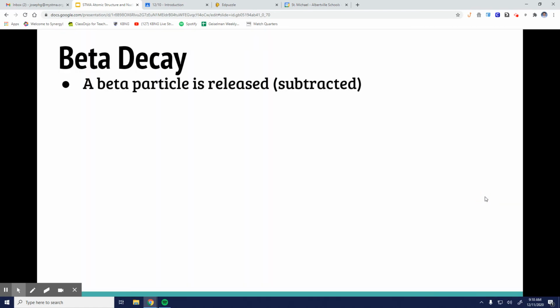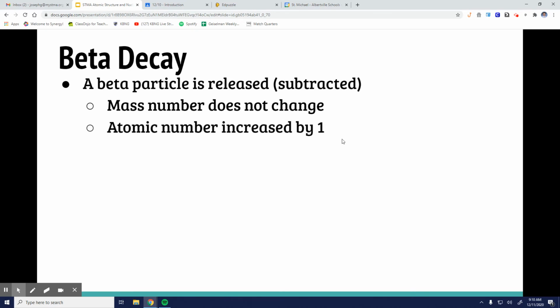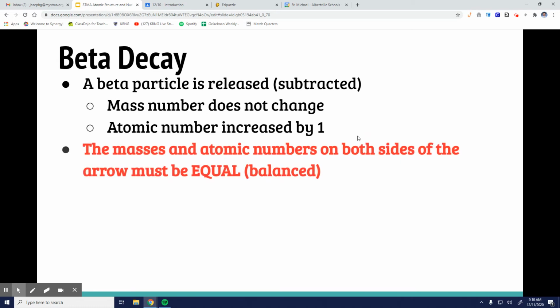When we look at beta decay, we're releasing a beta particle. And this kind of goes back to that 0 and -1 that we looked at earlier. The mass number does not change because a beta particle has almost 0 mass, so we don't even have to account for how much mass was lost. But the atomic number is increased by 1 because that neutron that gave birth to the beta particle also gave a proton that stays in the nucleus. So the atomic number now, with that extra proton, goes up by 1. The masses and the atomic numbers on both sides of the arrow must be equal.